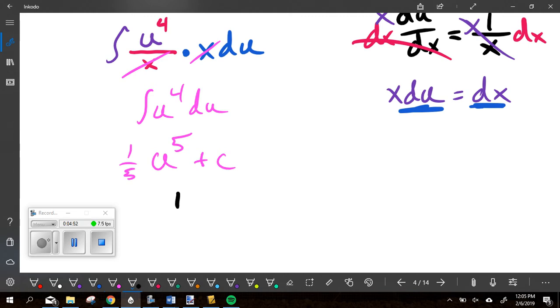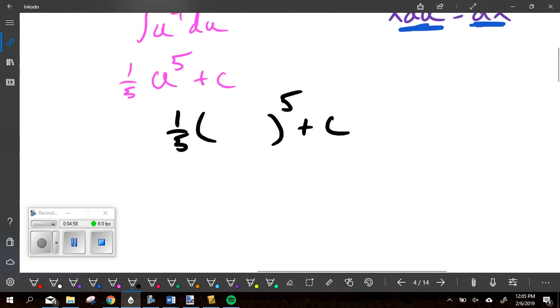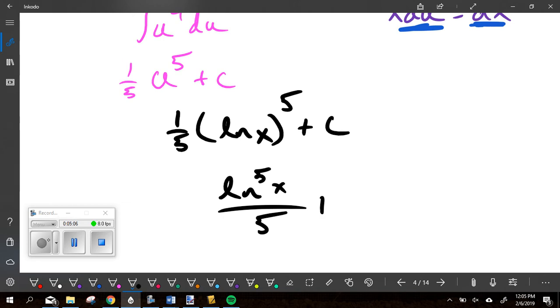Once we've done that, we can actually plug in what u was. U was natural log of x. That is my answer. You could write it like that. That's the same thing as this. Doesn't matter. Just be able to recognize that they represent the same thing. Questions on 6?